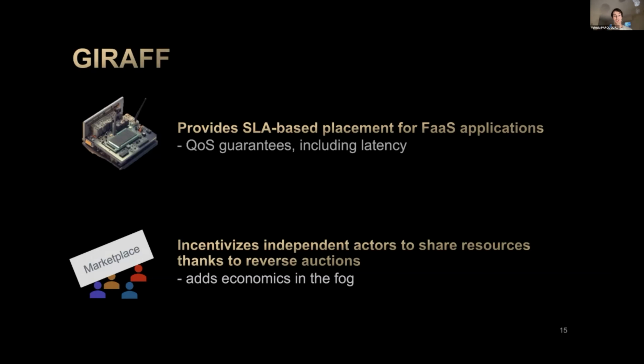So if we go back to GIRAFF, we provide two main contributions at this stage of the paper. The first one is that we provide an SLA-based placement method for functional service applications in the fog. And I emphasize the fact that we provide strong quality of service guarantees, especially on the latency part of things. And the second contribution is that we try to find a way to incentivize multiple providers to collaborate in the same fog network to make it bigger.